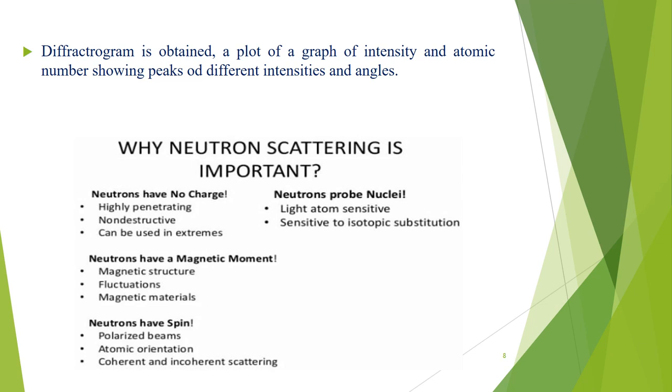Neutrons probe nuclei. They are light atom sensitive. They are also sensitive to lighter atoms like hydrogen, and also sensitive to isotopic substitutions. That's why neutron scattering is important.